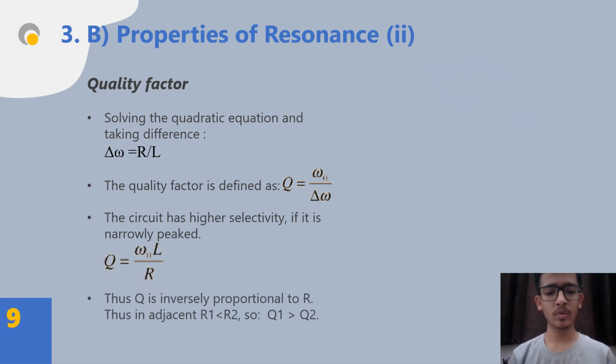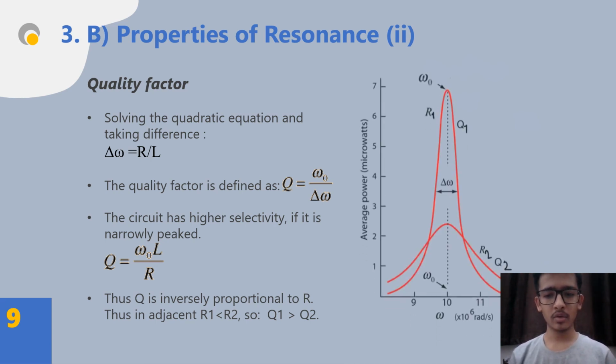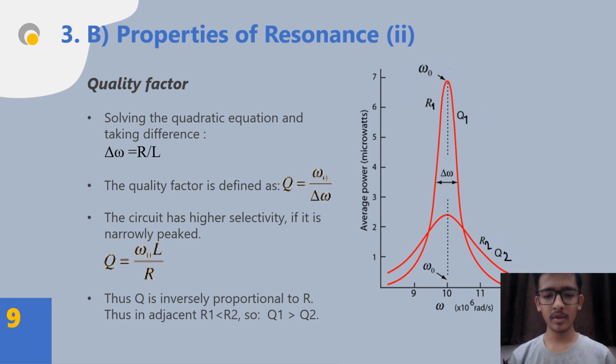And we can see Q is equal to omega naught upon L by R, just putting the value of delta omega is equal to R by L. And we can see from here that Q is inversely proportional to R. So as we can see in the diagram here, R1 is less than R2, therefore Q1 is greater than Q2, and we can see that Q1 has higher selectivity.